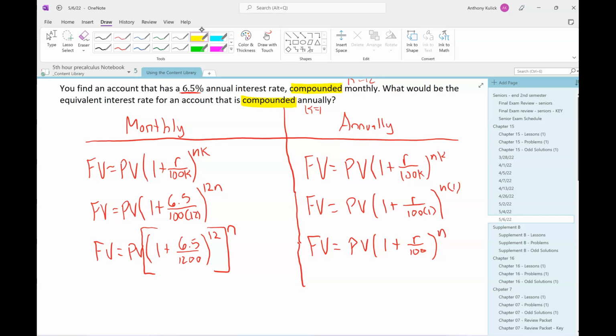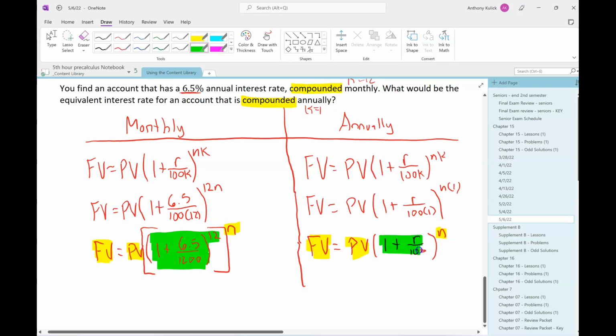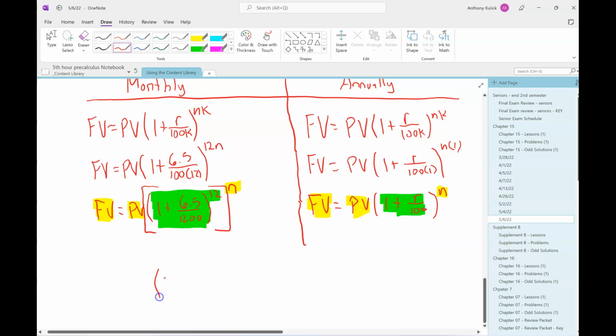And now if I compare these two equations, what parts are identical? All of that stuff, right? So what is that going to mean? Those parts have to be equal then. If they're going to be equivalent, if they're going to be earning the equivalent interest, those two parts have to be equal. You guys buy that? Since they're basically saying they have to do the same thing.